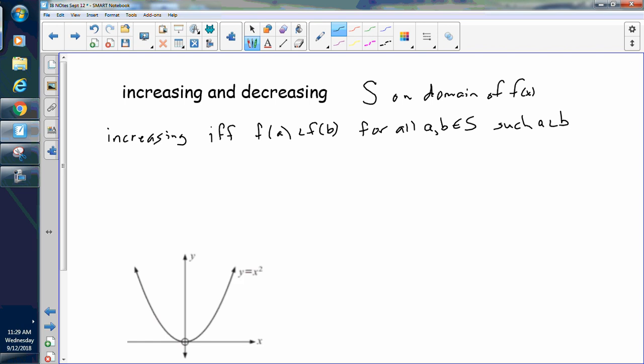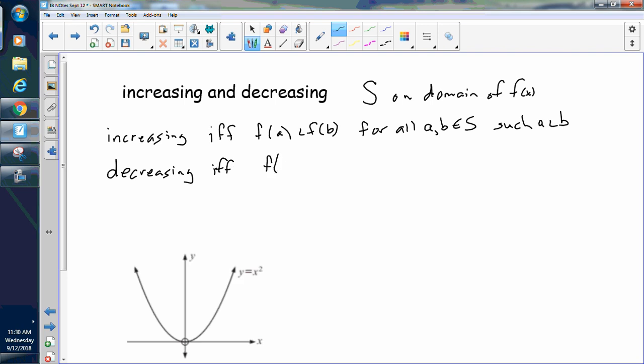So if you pick any two numbers where a is less than b, and f of a is less than f of b, then the function increases in that interval. Right? But that has to be true for every pair that we could possibly pick. And so even from 1 to 4, we could pick an infinite amount of pairs to check through. But that's the criteria for us to be increasing.